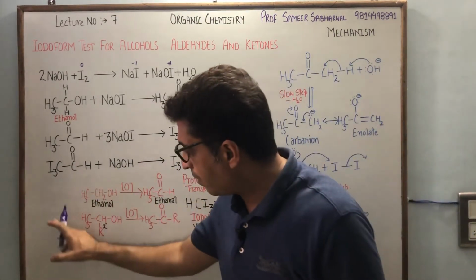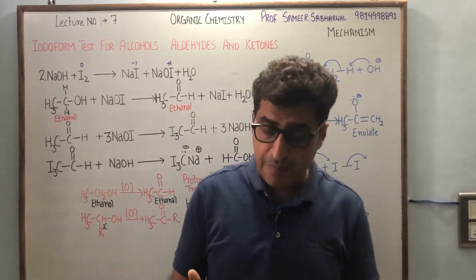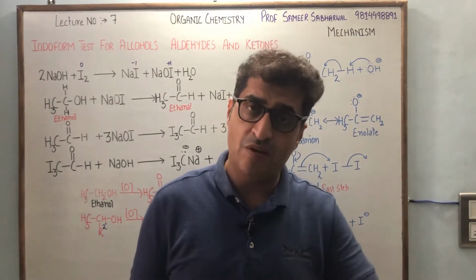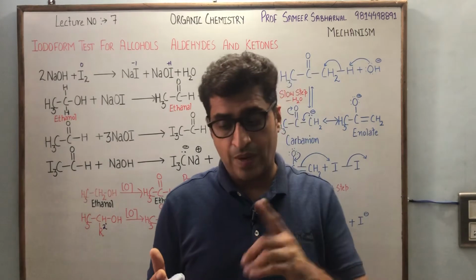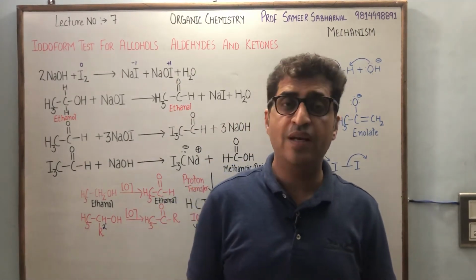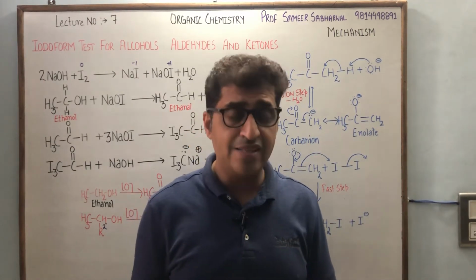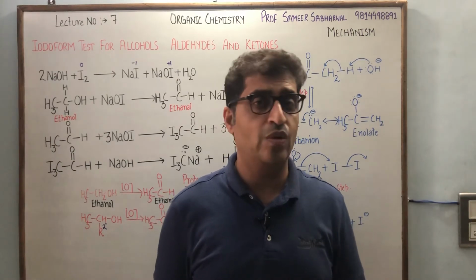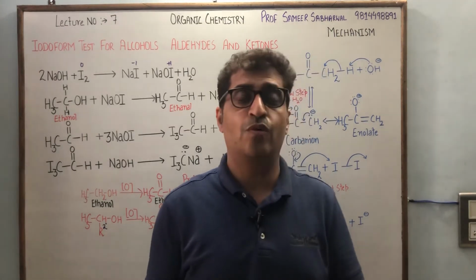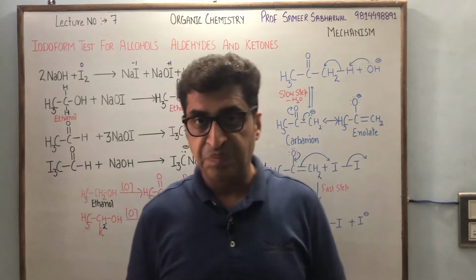So a very important part is that this test is given by only one primary alcohol, that is ethanol, and it oxidizes to give us ethanal. In aldehydes it's only ethanal. And in secondary alcohols you can take any secondary alcohol having the CH3CHOH group, which oxidizes to give us a ketone containing the CH3C double bond O group. So these are the main basic requirements for the iodoform test.